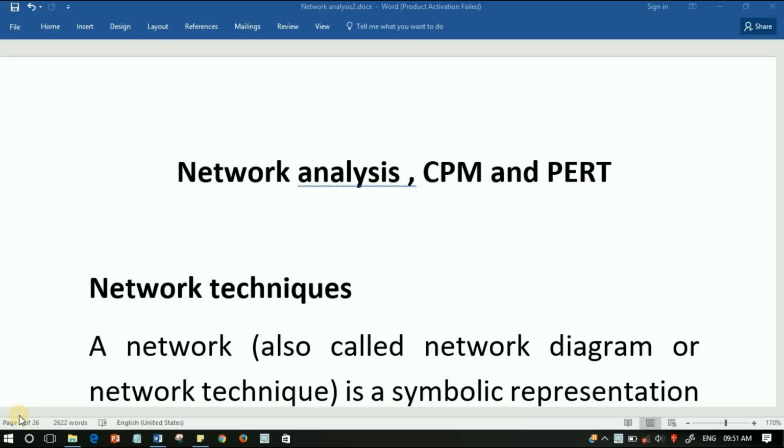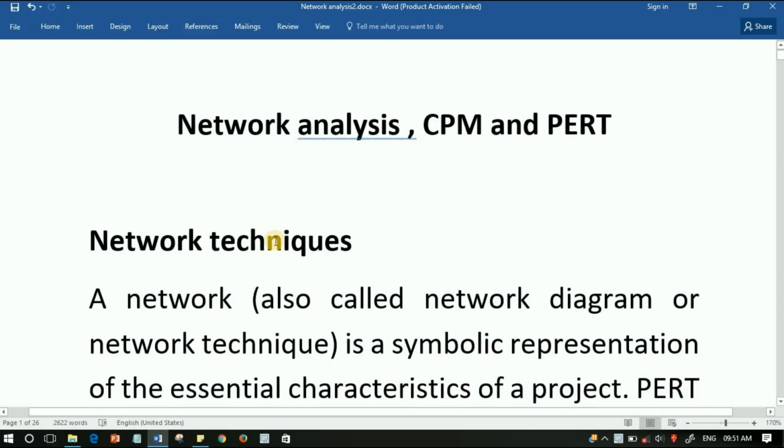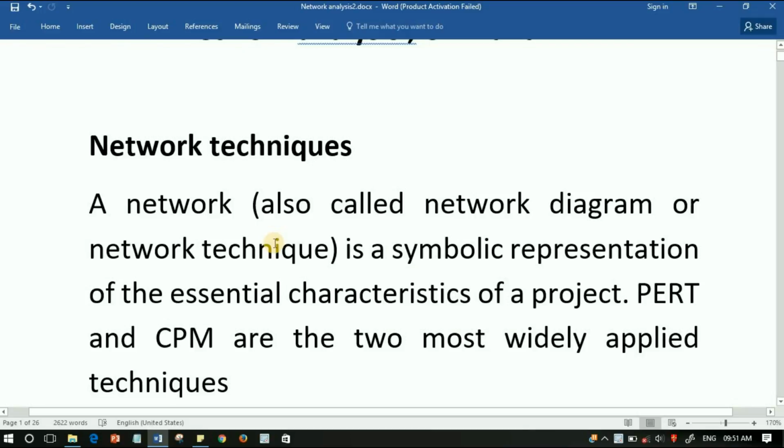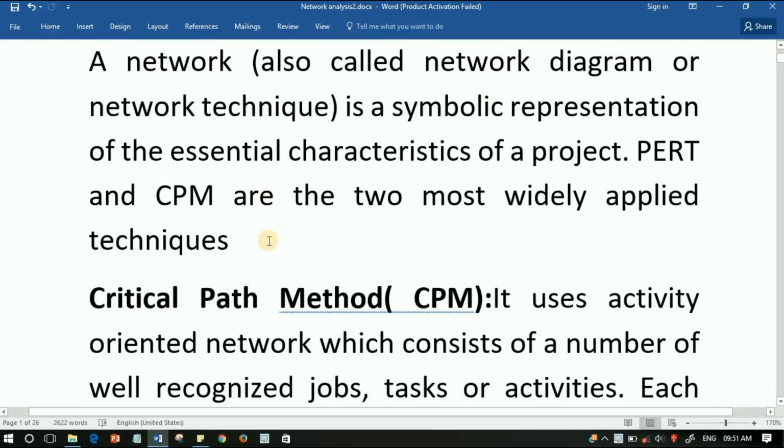Today we will discuss network analysis. A network is a symbolic representation of the essential characteristics of a project. PERT and CPM are the two most widely applied techniques. First of all, we discuss critical path methods.